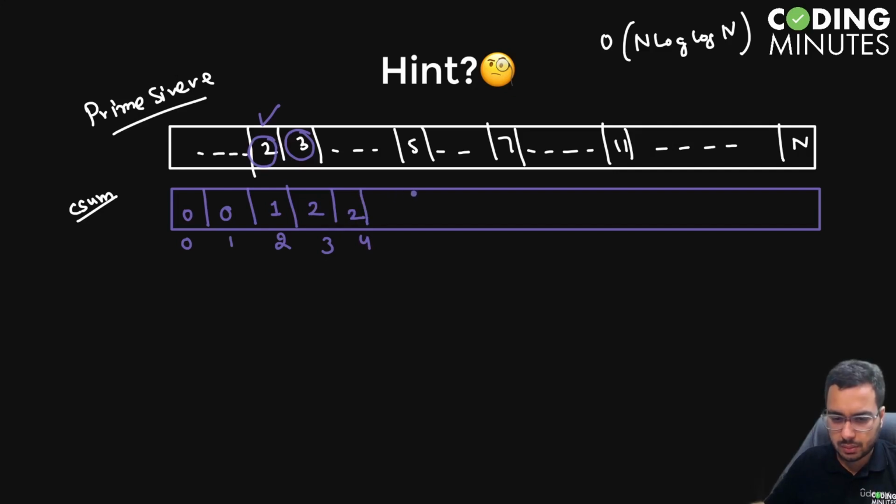It is 2. How many primes up to 5? It is nothing but 3, because 5 is a prime number. How many primes up to 6? Again 3. Okay, how many primes up to 7? It is going to be 4.